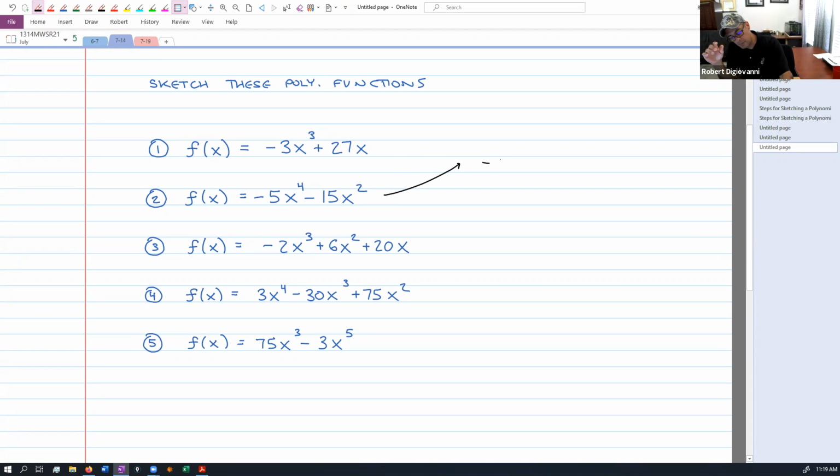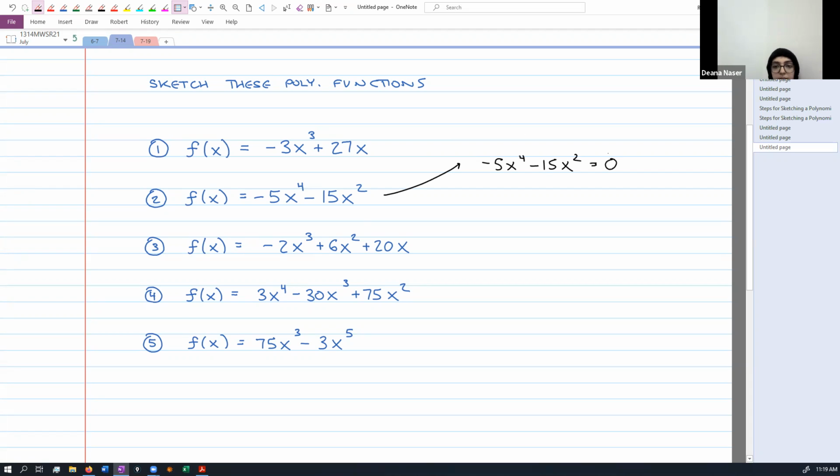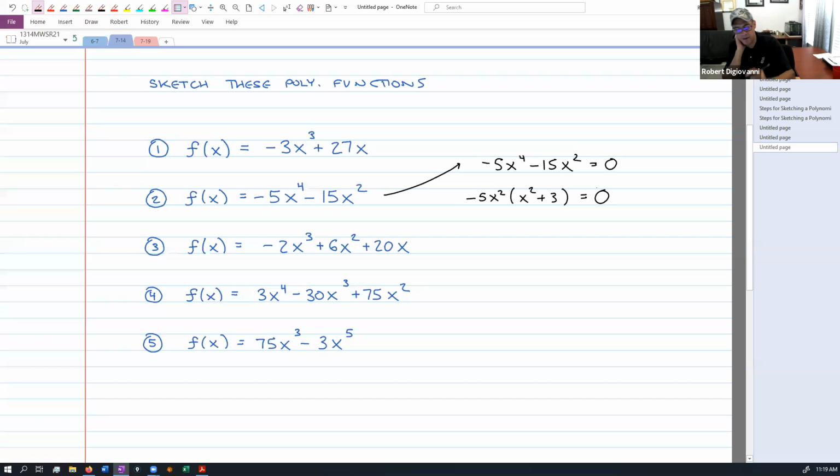Yes. Okay. All right, so what did you factor out? I did negative 5x squared. Negative 5x squared, and then inside you're saying you had x squared plus 3 equals 0. Okay, good.